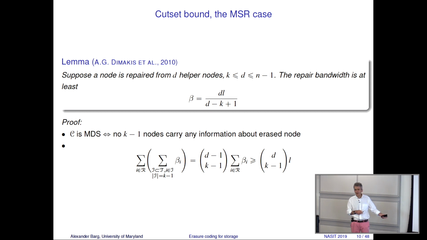We sum over all the coordinates within the helper set. We sum over all I of size k minus 1 such that I is inside, little i, the coordinate, is inside that set. How many sets of that kind are there? D minus 1 choose k minus 1. Sum over the remaining beta i. On the right, we still have this binomial coefficient. Divide this by this, and the cut-set bound comes out, right? So this is a proof. So MDS gives you the MSR point immediately with no additional arguments.